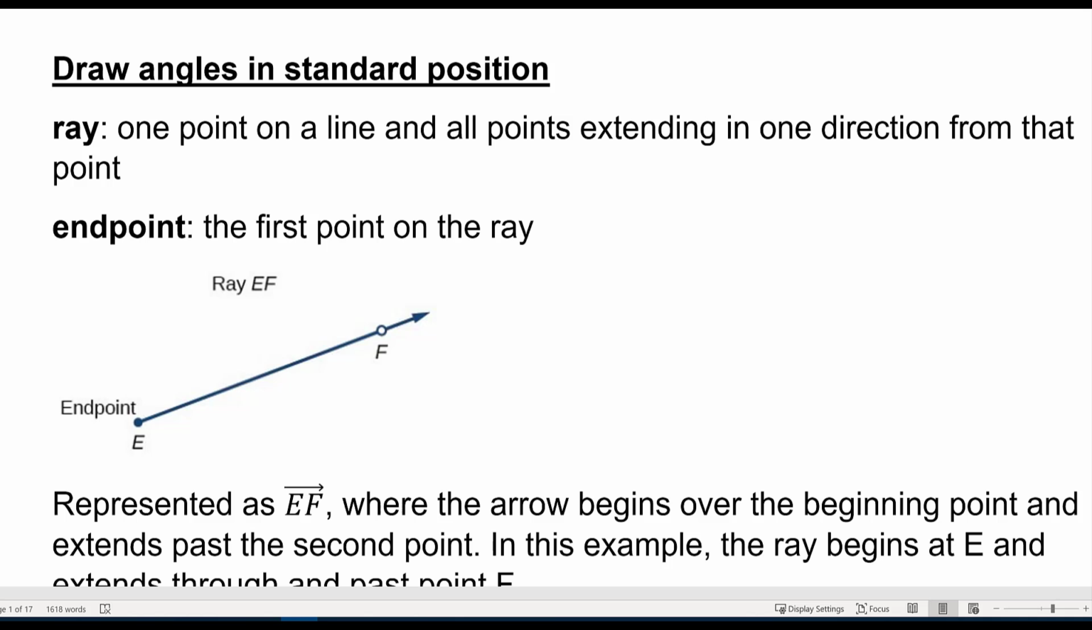First, a ray is where you have one point on a line and all the points extending in one direction from that point. So the endpoint is the first point on the ray. You see here, it keeps on going past another point. You can almost say it's half a line, because a line has arrows going in both directions, but a ray has a starting point and keeps on going in the other direction. So this represents EF, and notice how the arrow is over the F. That's because it keeps going past and through the F, but it starts at the E.